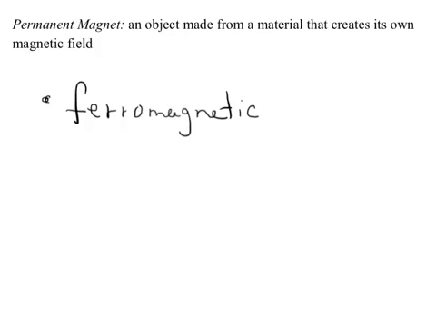A magnetically hard material is the opposite. It is very difficult to make a magnet out of it. It has to be in a magnetic field for a long, long period of time, or a very, very strong magnetic field. But once you make a magnet out of a magnetically hard material, it holds its charge very well. So soft materials are easy to make a magnet out of, but they lose their charge.